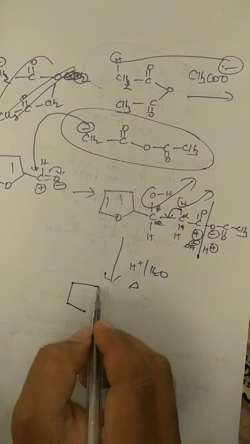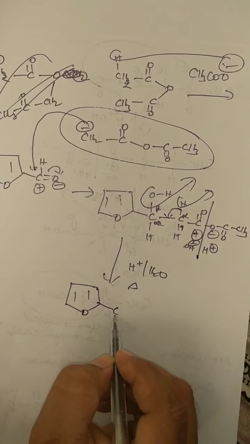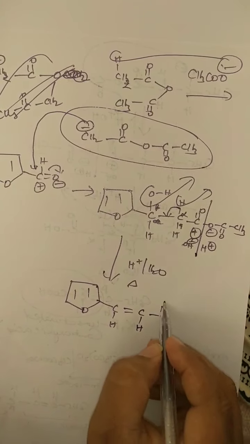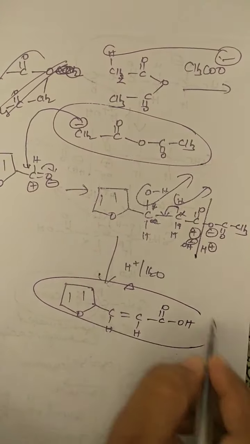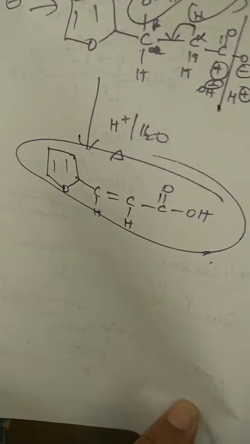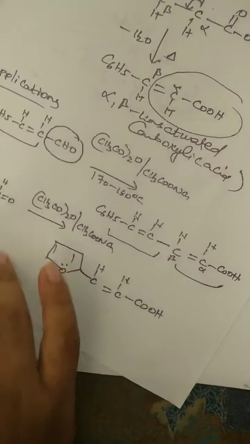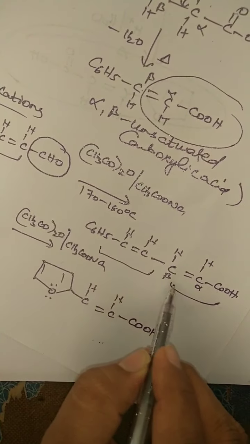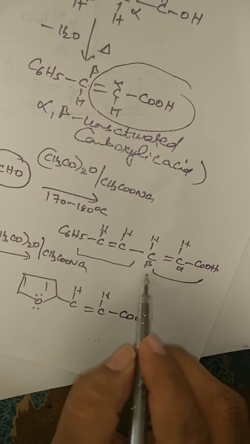So what is the final product, students? CH double bond CH COOH. Did you get this one previously? Check it out. CH double bond CH COOH. How many carbons are there here? 1, 2, 3. So here also we got 1, 2, 3, right? So in this manner, for this one also I think you can check.